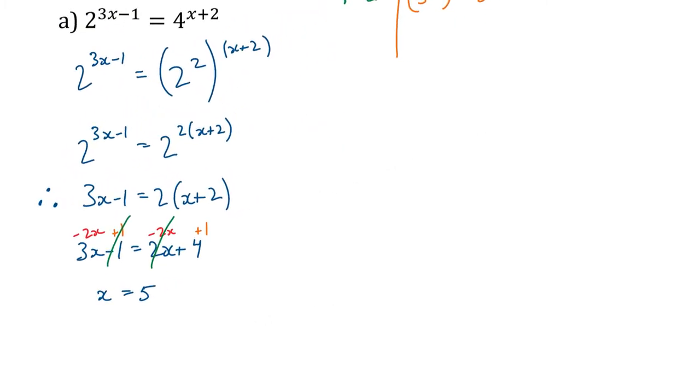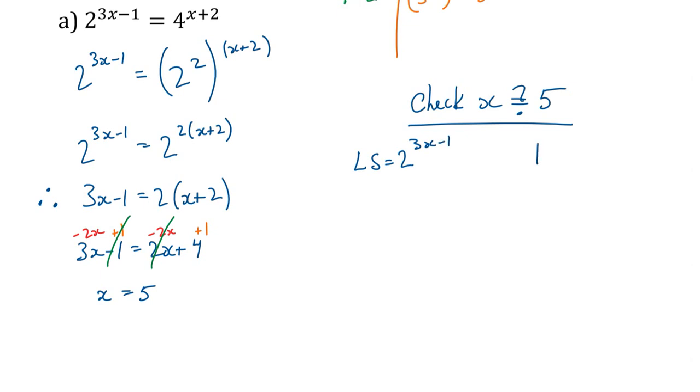Now we're going to check. So we already hopefully know what a check looks like. So we're checking if x equals 5. I like to have an equal sign with a question mark through it because we're sort of asking if it's true. We're not stating that it's true. And we start with our left side, which equals 2 to the 3x minus 1, and our right side, which equals 4 to the x plus 2.